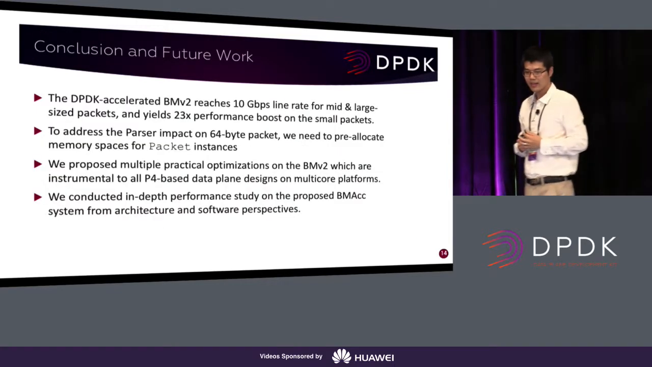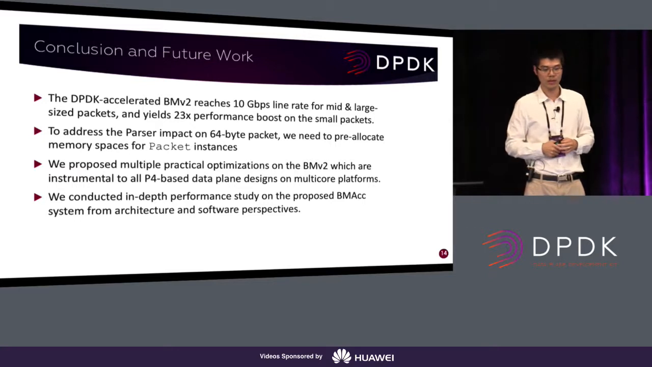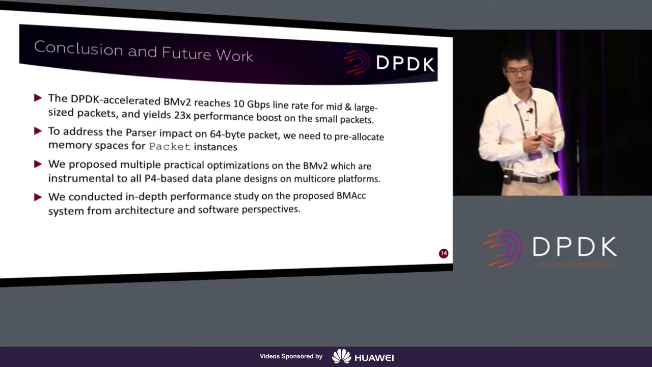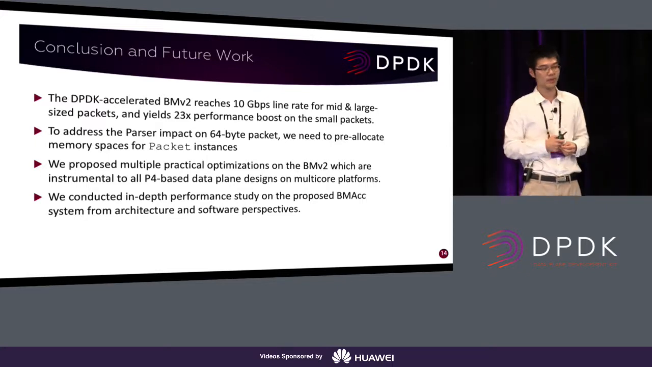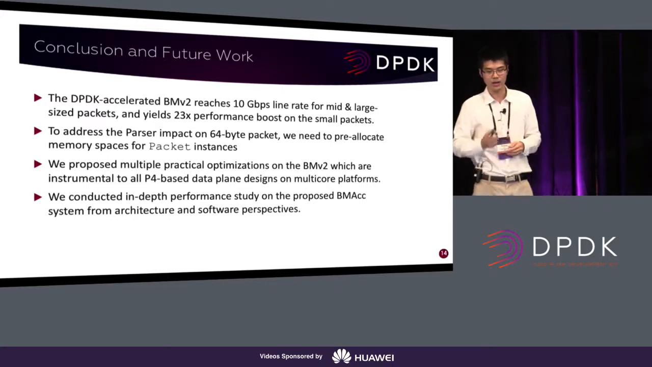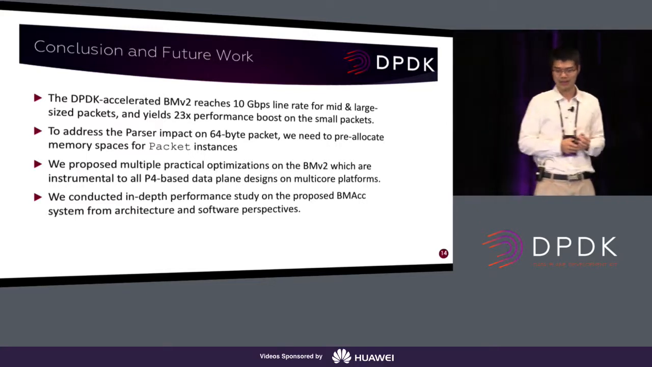So finally, I want to conclude with the 4 bullets here. The DPDK accelerated behavior model reaches 10 gigabits line rate for mid and large size packets and yields a 23 times performance boost on the small packets.